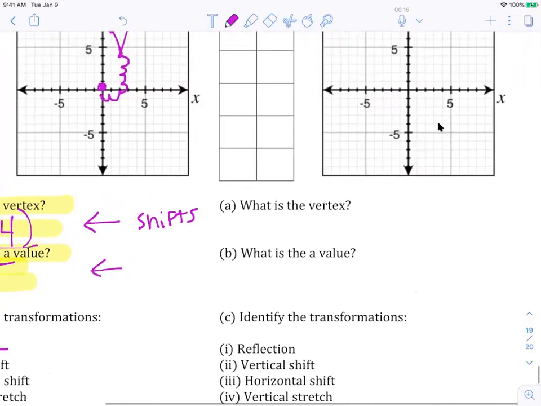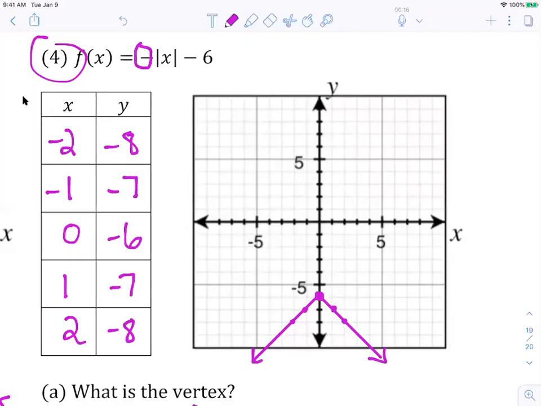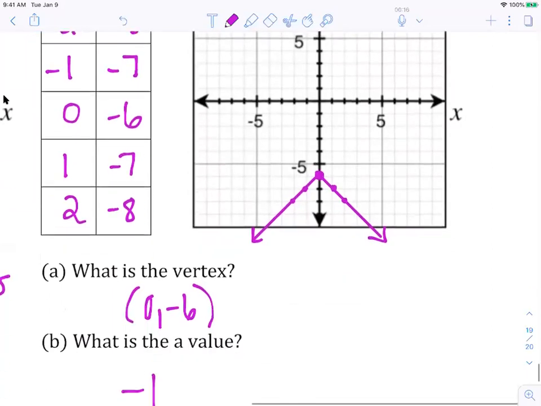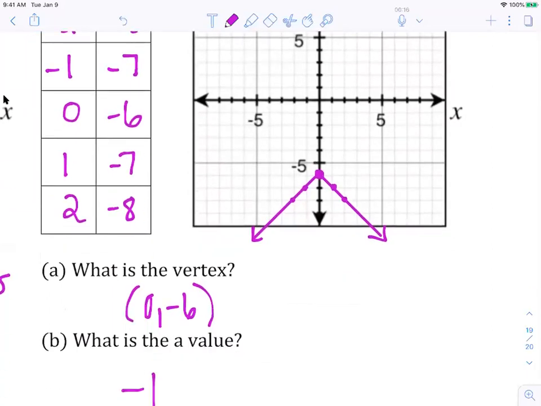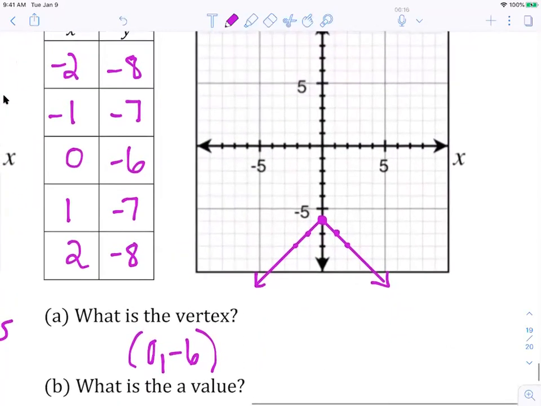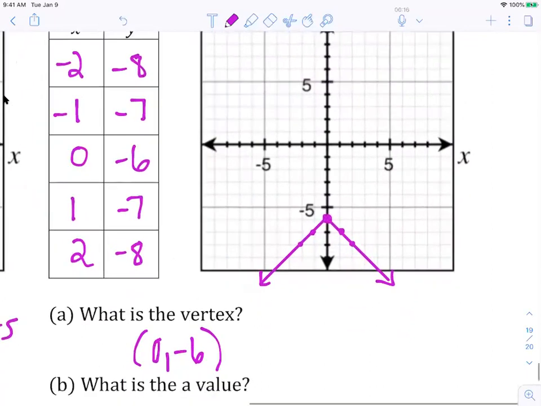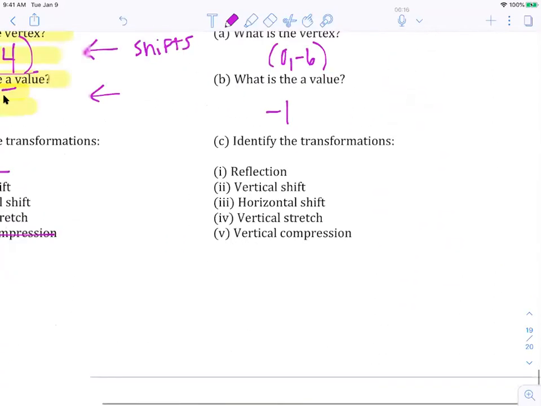Now what I want you guys to do is pause your video and try example number 4. Okay, hopefully check your answers. Your graph should have looked something like this. Your vertex in this case ended up being at 0, -6, and then the A value was -1. If you missed any part of that, this is a good example to ask Ms. Hardy about. But now I did want to do the transformations with you guys.